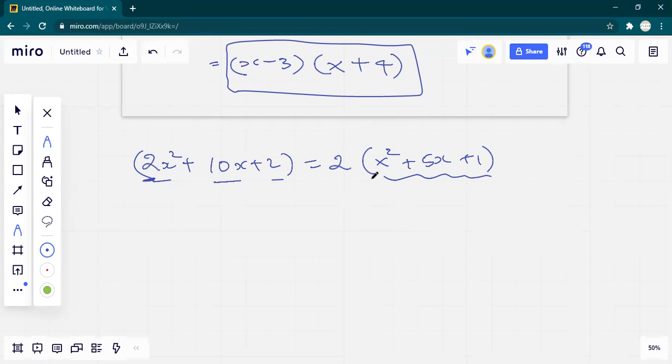Yeah, actually, better example. Okay, not 2x squared plus 10x plus 2, because this cannot be factored. Okay, we cannot find the numbers whose sum is 5 and the product is 1. Okay, let me change the example one second.